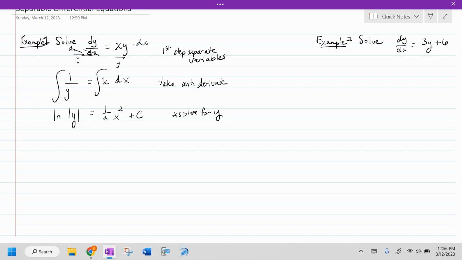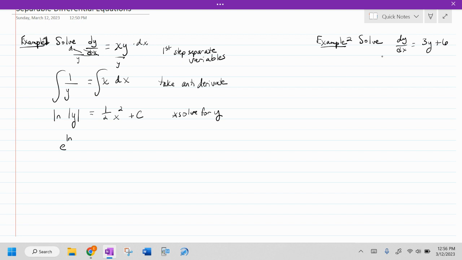So since I do not have an ordered pair, or what we call an initial condition, in order to solve for c, then we're just going to know that we have a constant in our answer. So the next thing, after you take the antiderivative of both sides, your job is to do whatever algebra you need to do in order to solve for y.